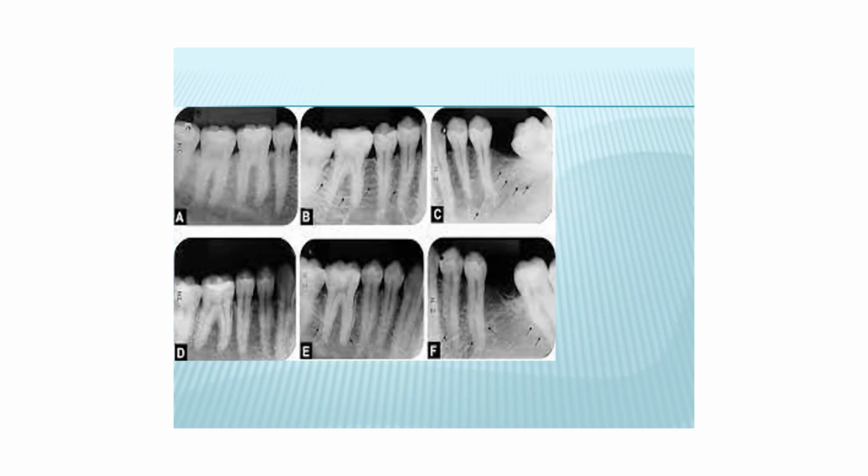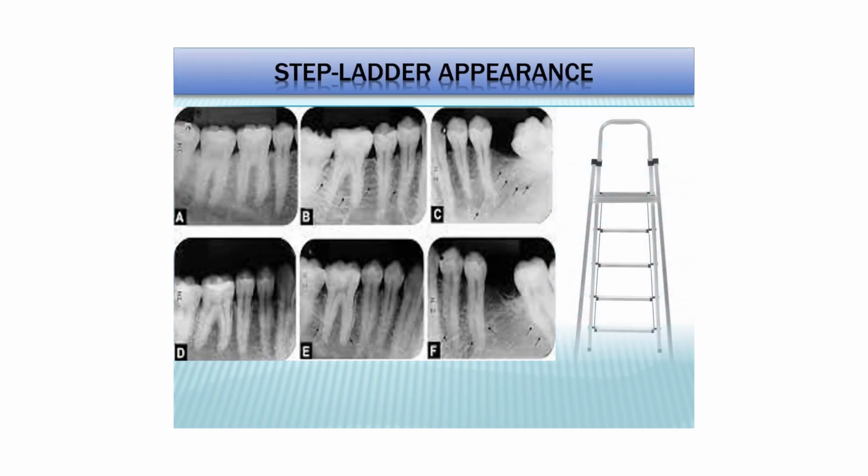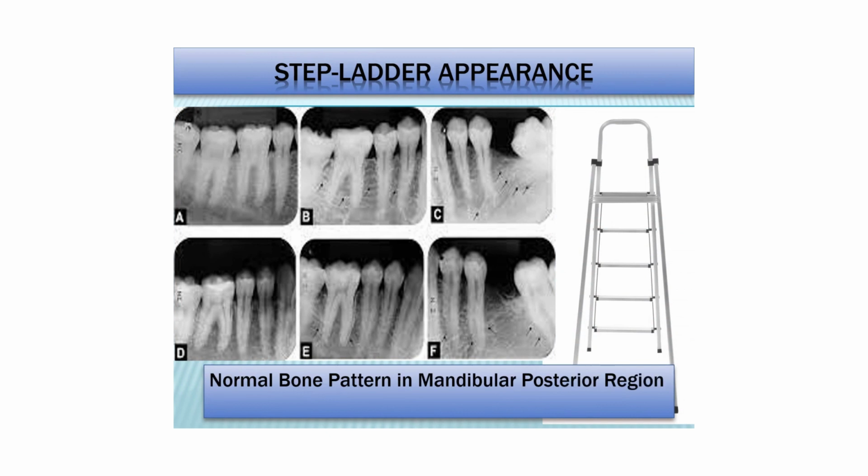Horizontally arranged bone trabeculae give the step ladder appearance. It is a normal bone pattern commonly seen in the mandibular regions, but may also be seen in sickle cell anemia.